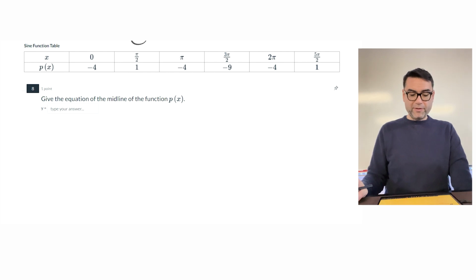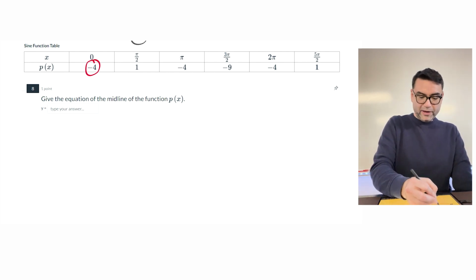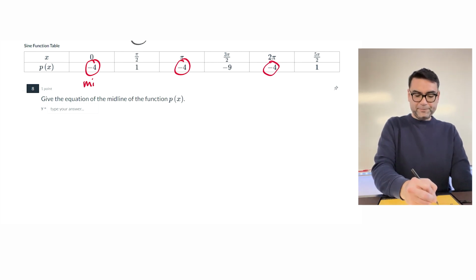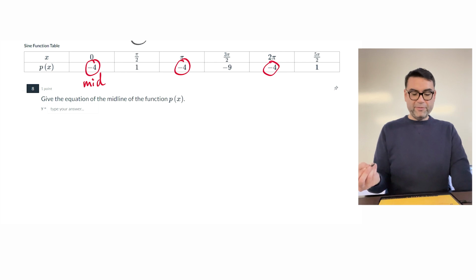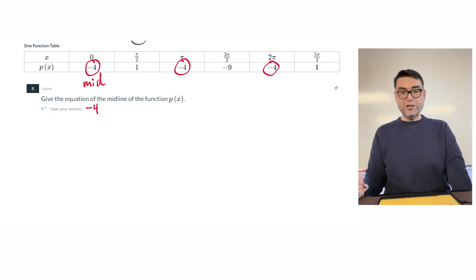Okay, give the equation of the midline. Well, we already talked about how the -4 values that it keeps coming back to must be our midline values, right? So that would be the equation. Y equals -4 would be our midline equation.